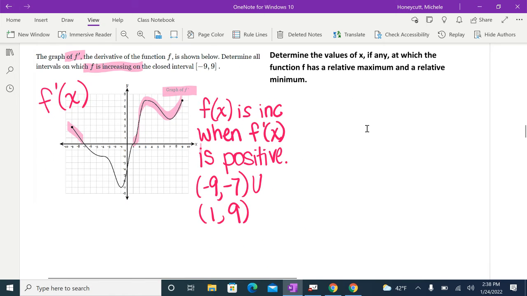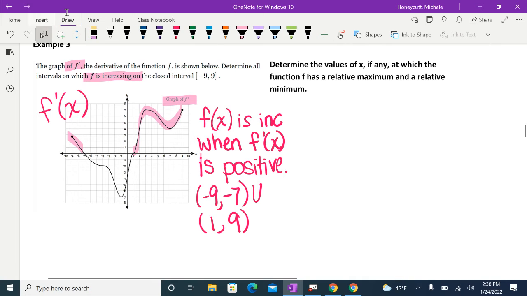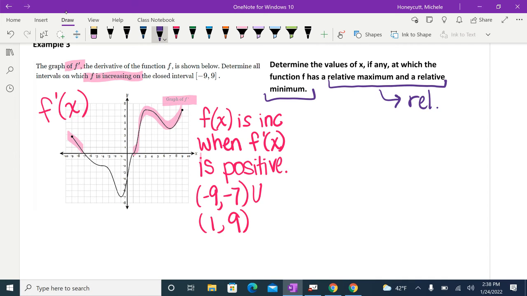Then I'm also asked to find the relative maximum and relative minimum. And also note here, if you don't want to say relative maximum and relative minimum, these together are also referred to as relative extrema. Extrema is an umbrella term for maximum and minimum. So if it's a lot of syllables to say maximum, minimum, sometimes you'll just hear someone say find all the relative extrema. And if they say find all the relative extrema, that means find the relative maximum and the relative minimum.